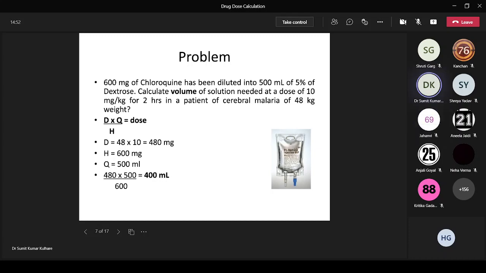Yes, that is what we are calculating here. So the total dose we have calculated, and the supply in hand is 600 milligrams of chloroquine, and the quantity is 500 ml. If you put that in the formula, what we get is 400 ml. So out of this 500 ml, if we infuse only 400 ml, the target dose will be achieved.